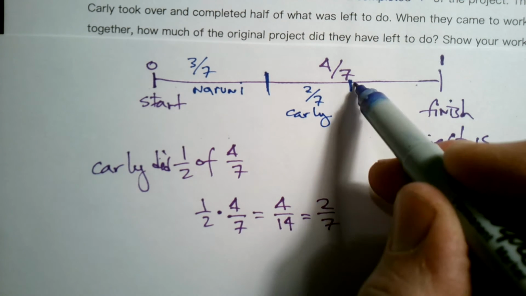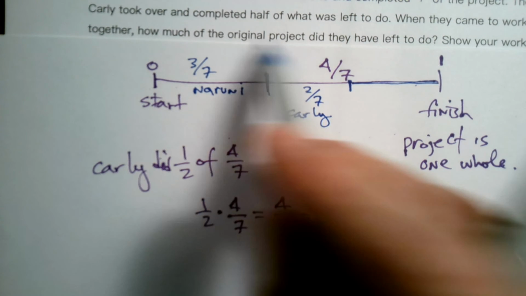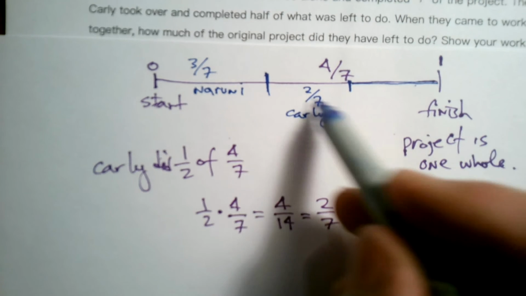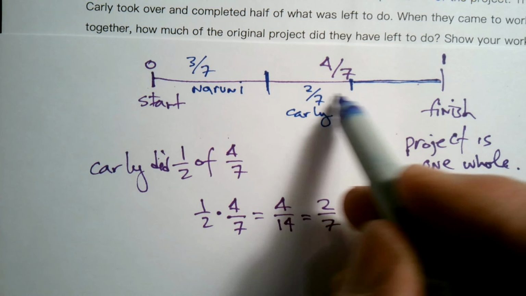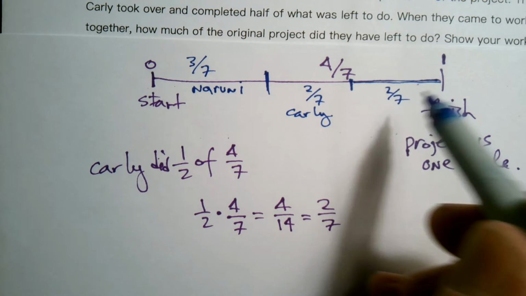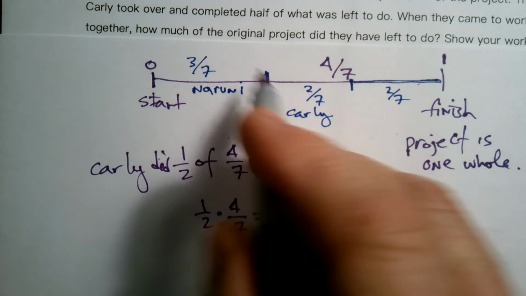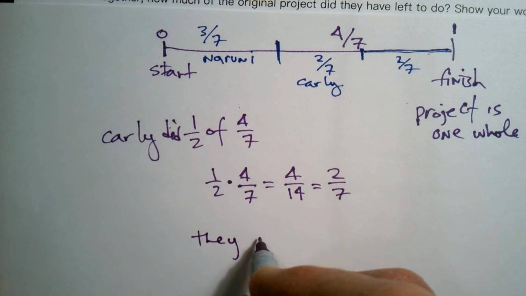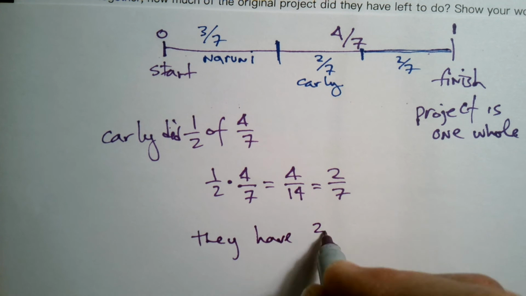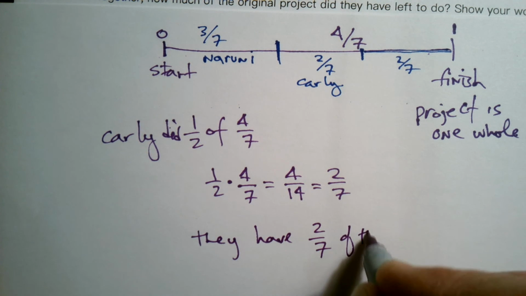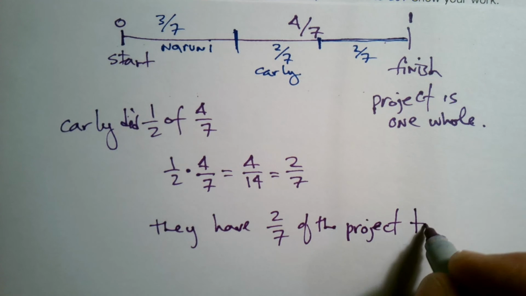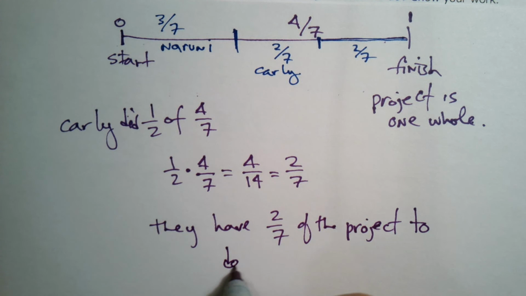And then now they work together, and it wants to know how much of the project they had left to do. Well, if Carly only did half, the other half would be equal to the half she did, so that would be 2/7. So what do we know then? How much of the original project? They have 2/7 of the project to do together.